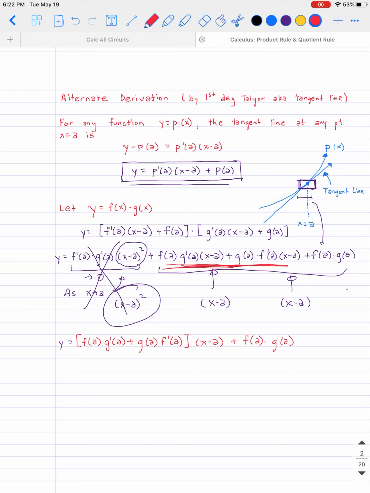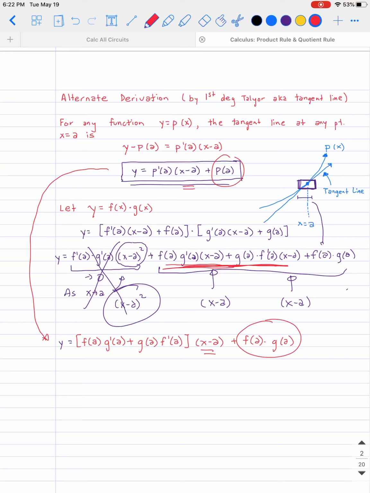Now, if you can kind of work with me here, think back to the form of the Taylor polynomial that we had earlier, how we said that this is the first degree Taylor polynomial. If you look at it carefully, that's exactly what we have. We have the x minus a part, and we have the p of a part.